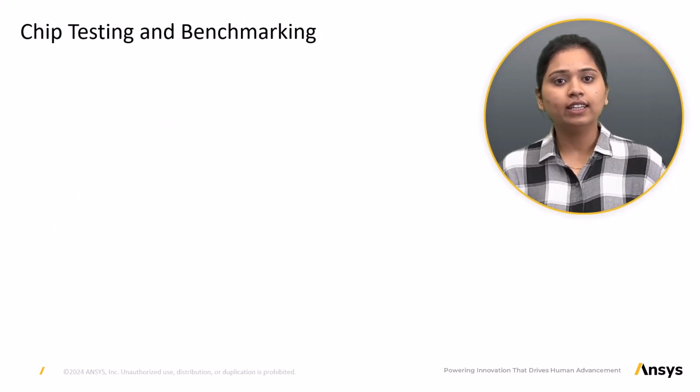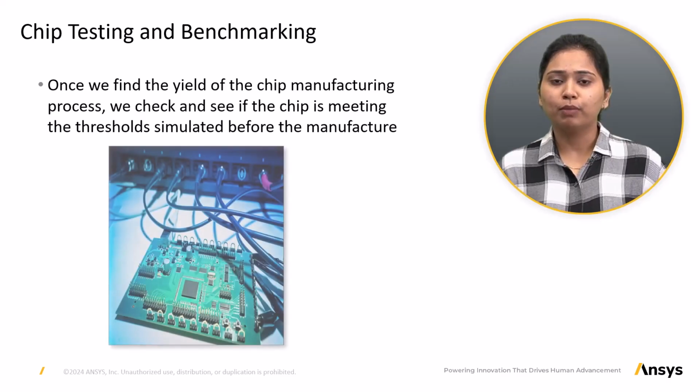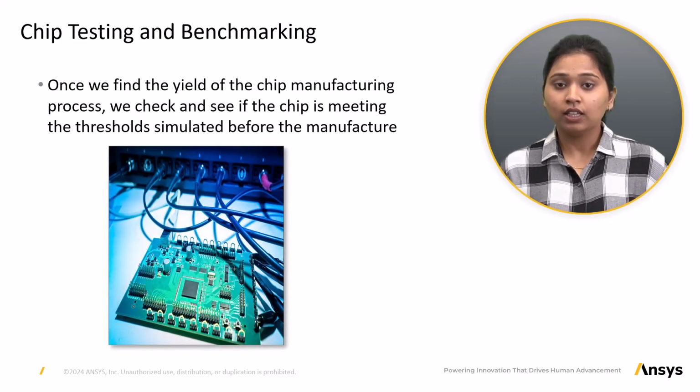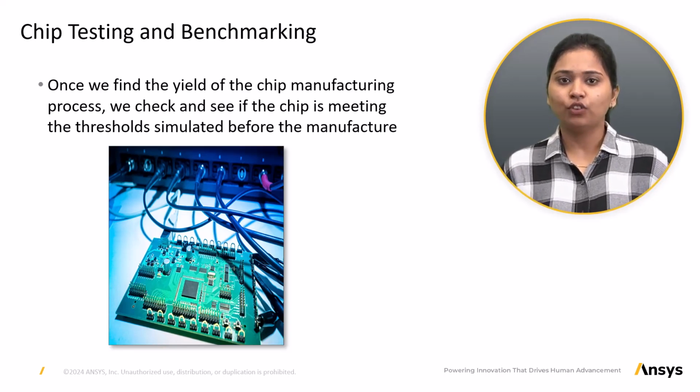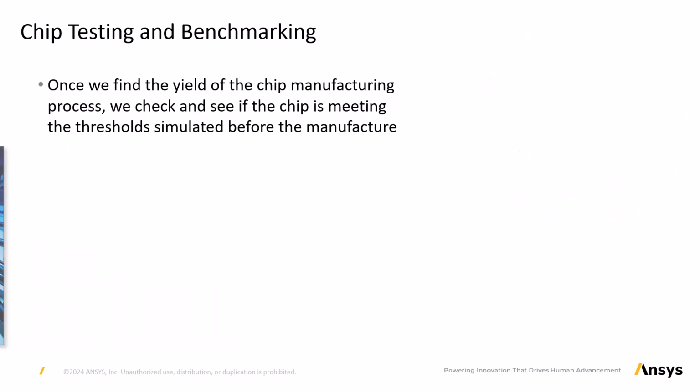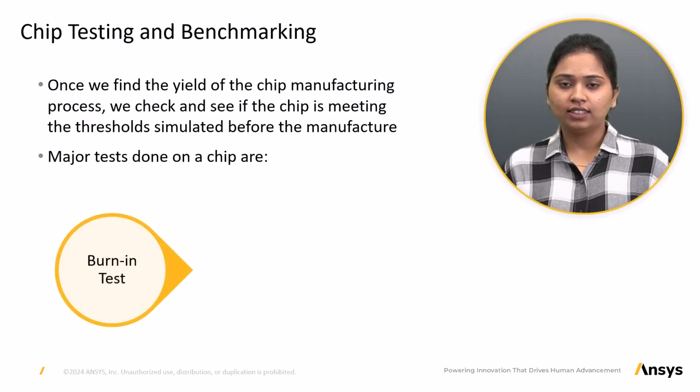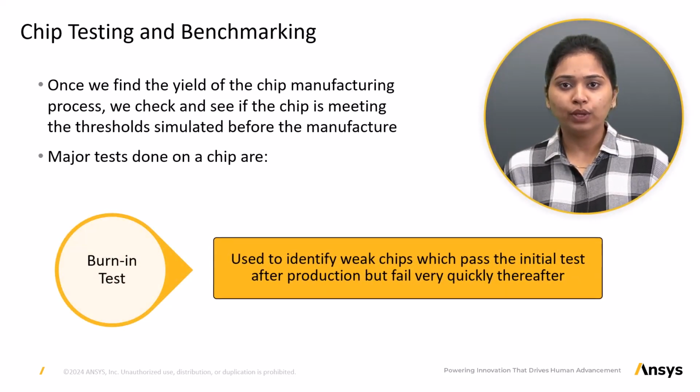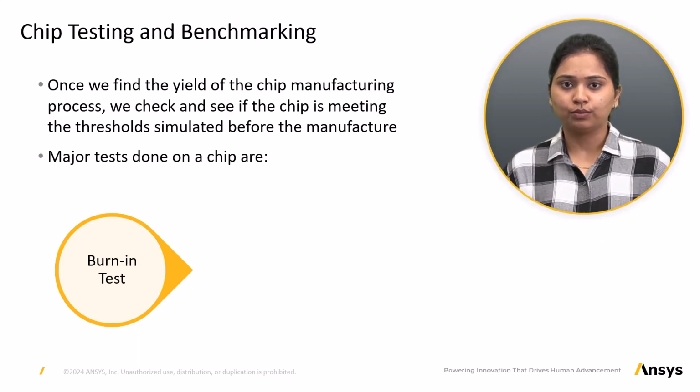After conducting the yield analysis of the wafer, we must test the manufactured chips. This is done to ensure that the chip is meeting the thresholds that the simulated results were showing and to confirm if the chip is indeed functioning as intended. Some of the major tests performed on the chips are the burn-in test. This test is used to identify weak chips which pass the initial test after production but fail very quickly thereafter.